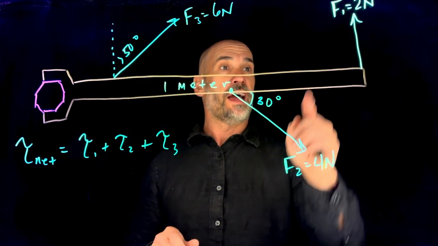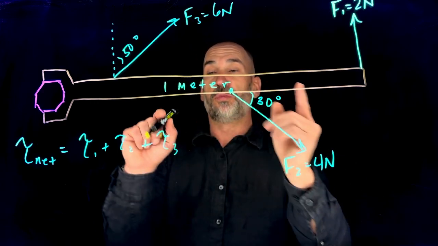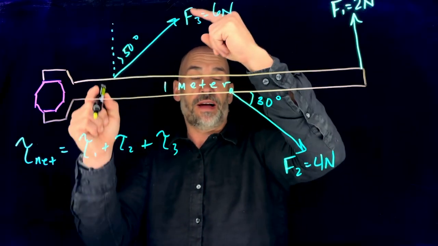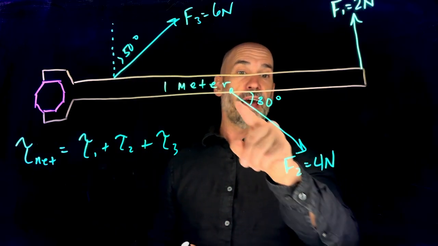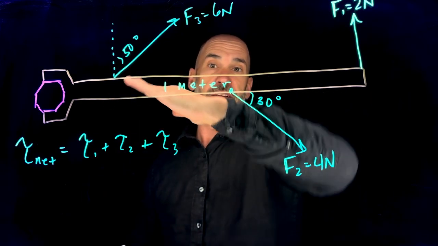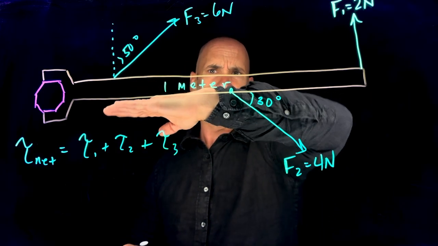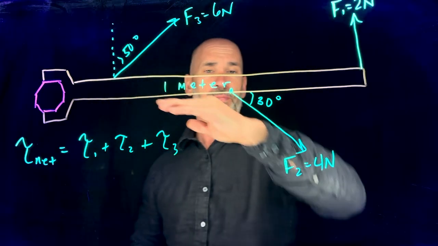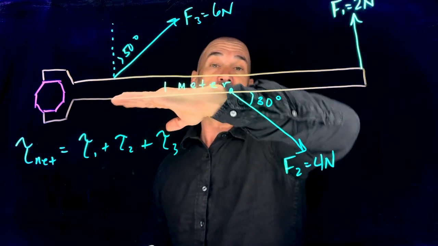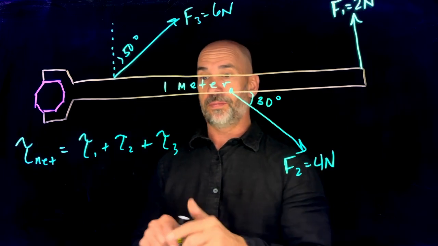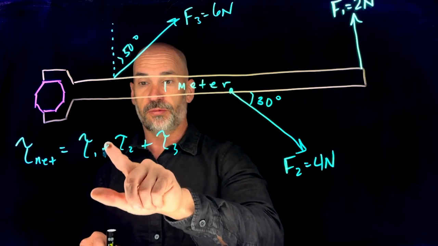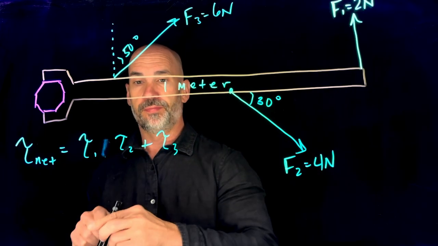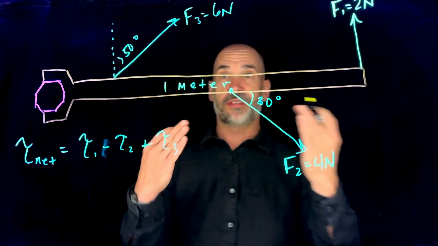So in other words, F1 and F3 both want to make this rotate counterclockwise. Those are going to be positive torques. F2 is going to want to make this wrench rotate clockwise, so this will be a negative torque. So this one is actually negative, so I can take this away and put a negative sign there. Cool. All right, now we have our signs taken care of.